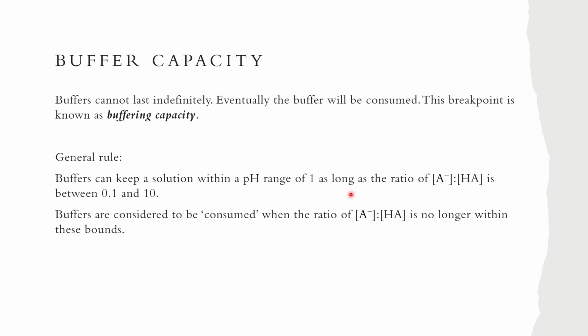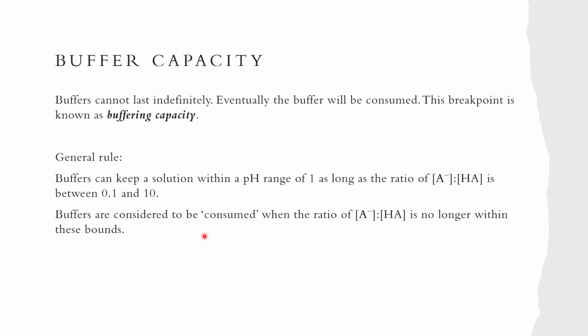In other words, if this is in a 1 to 10 ratio or a 10 to 1 ratio, we're all good. We can keep the pH within a range of 1. So if the buffer is meant to be keeping the solution at a pH of 5, as long as we have a ratio like this, we can keep the pH between 4 and 6, for example.